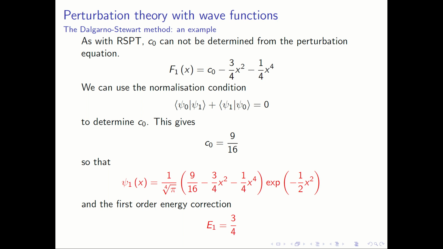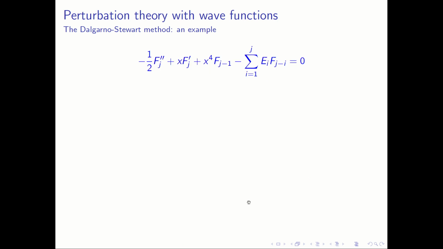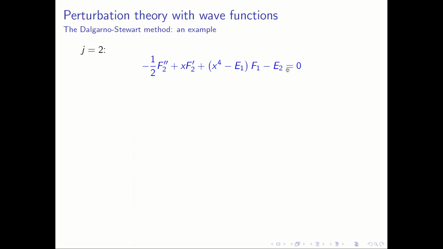Now what about the second order correction? Well, remember this was the equation that we had for arbitrary order, exactly for the harmonic oscillator potential and so on. And now let's try the j equals 2 case. Of course, j equals 2 will be: this will be f2 double prime, this will be f2 prime, this will be f1, there will be a minus e1 f1 term here, and minus e2 f0, f0 of course is 1. So this is what the equation will look like after you put in j equals 2.